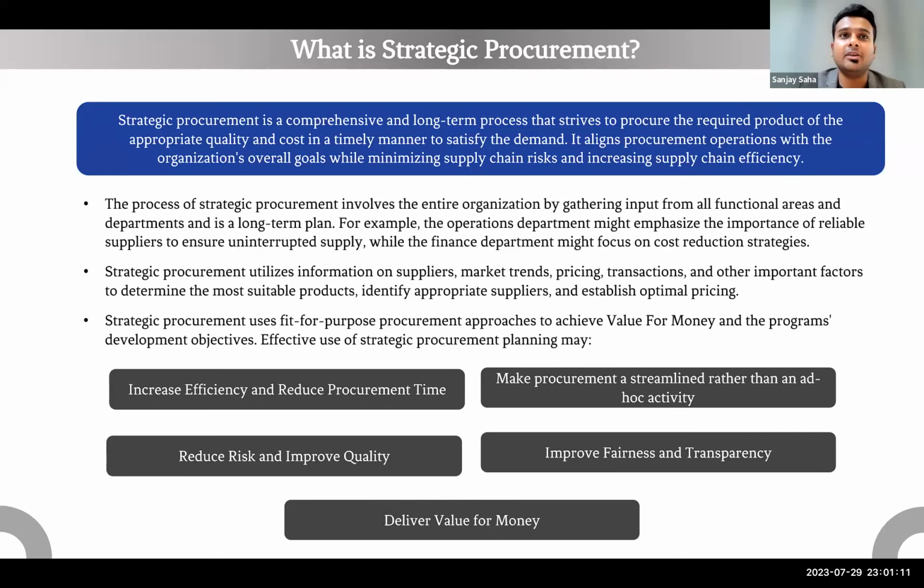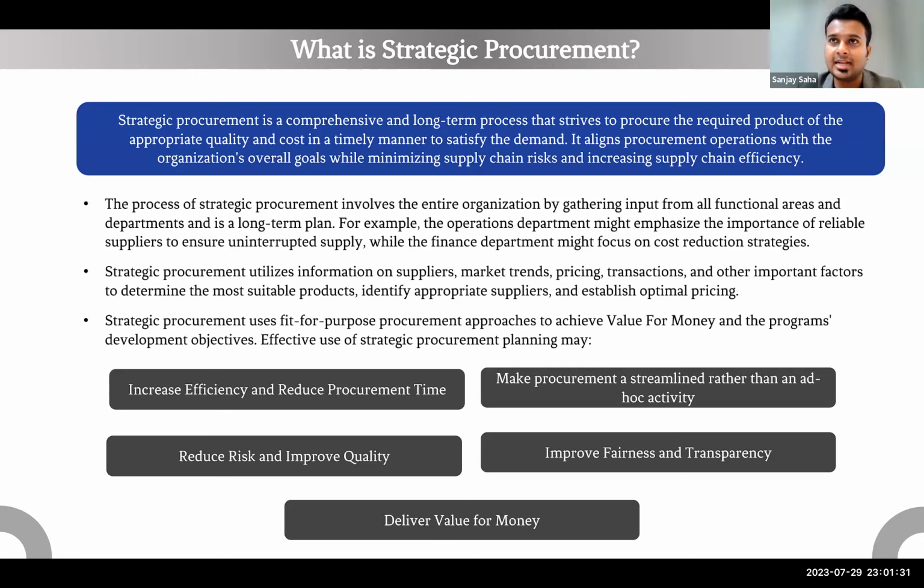That okay, today we list out all the medicines we need. Okay, this is the quantity. This is more or less the budget we have. We go to a supplier or a wholesaler or a distributor and we get those products. You know, so that is a wrong approach. Strategic procurement, on the other side, is a comprehensive and a long-term process.